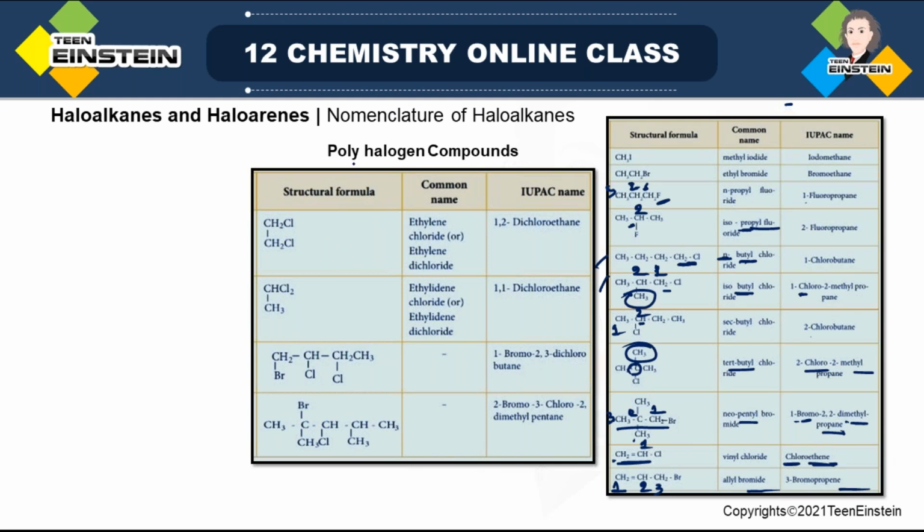Now we will see some examples, but here we will have polyhalogen. That means more than one halogen atom will be there.